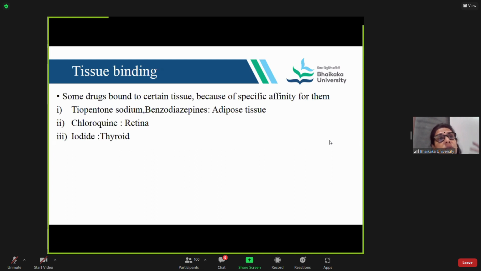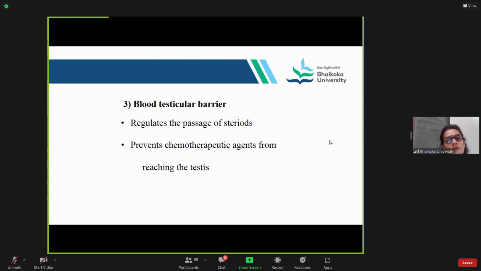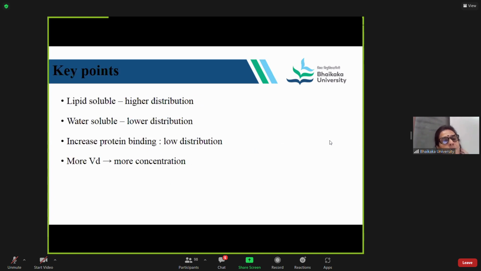Other than protein binding, there are certain drugs which bind to tissue. I told you: thiopental and benzodiazepines in fat, chloroquine in retina, and iodide in thyroid tissue. Remember these examples, they may help during your CET exams or MCQs, that these drugs bind to which tissues. Regarding the blood-brain barrier and placental barrier, lipid-soluble drugs pass through these barriers very easily. The key points: lipid-soluble, unionized drugs have higher distribution. Water-soluble, ionized drugs have lower distribution.